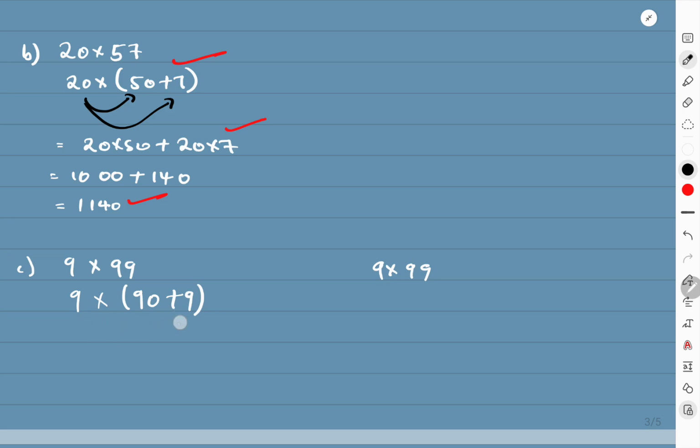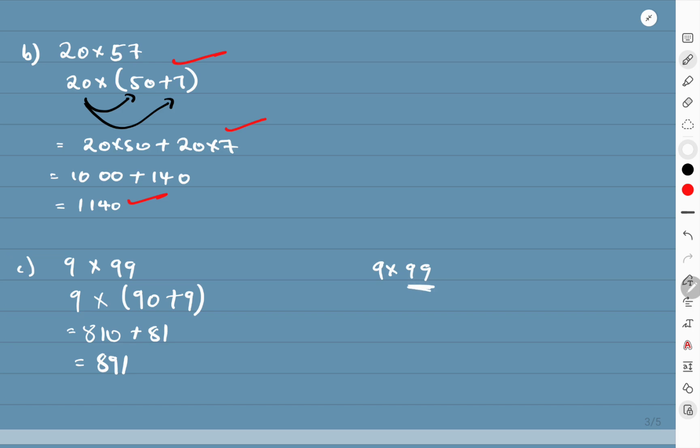Therefore it means I'm going to have, now what is 9 times 90? That is going to be 810, plus 9 times 9, that is going to become 81. And what is 810 plus 81? That is going to be 891. Now let me go to the other side and see if I use a different distributive law, will the answer be the same, right?